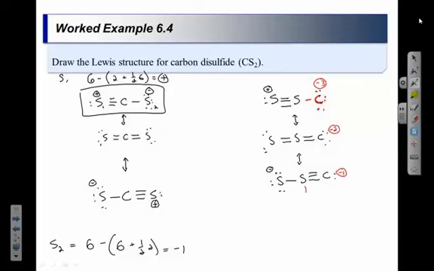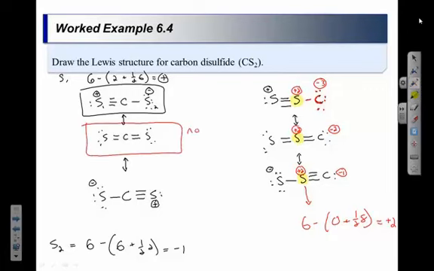Plus, when I calculate this sulfur in the center, using the formula, I get a +2. So this is an illustration of how I can recognize that I do not want the sulfur in the center here. It creates a whole lot of unnecessary formal charge. And so the best structure is this one. No formal charge.